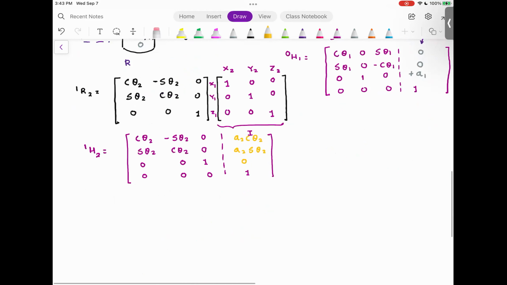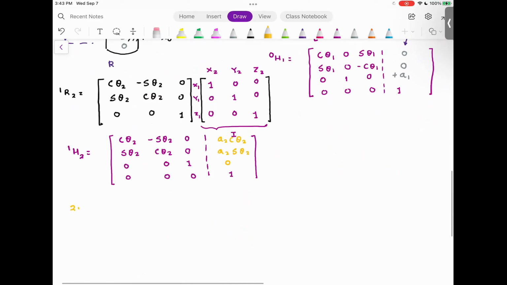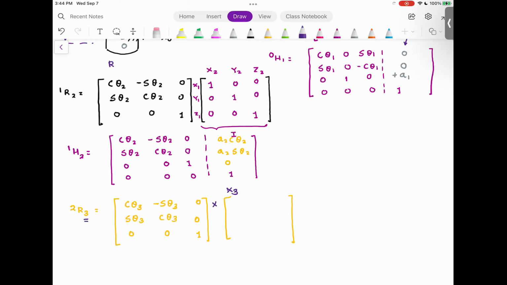Last, same technique, 2r3. And this goes like cosine theta 3, minus sine theta 3, 0, sine theta 3, cosine theta 3, 0, 0, 0, 1. This is sort of trivial, but still I will do it, okay? So this is going to be like x3. Why x3? Because 3 is here: x2, y2, z2, x3, y3, z3.